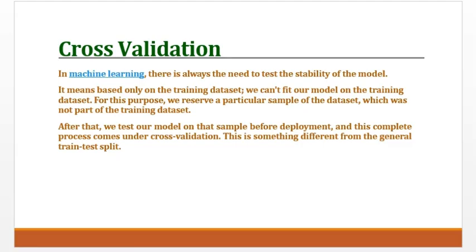In machine learning, there is always the need to test the stability. It means we can't fit our model based only on the training dataset. For this purpose, we reserve a particular sample of the dataset which is not part of the training dataset. After that, we test our model on that sample before deployment, and this complete process comes under cross-validation.